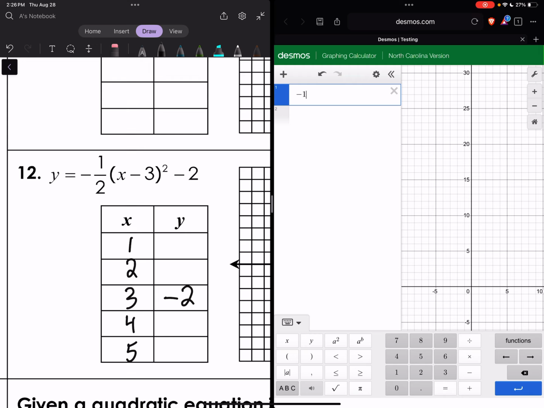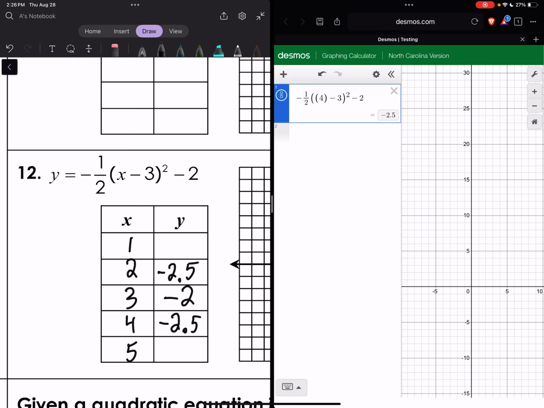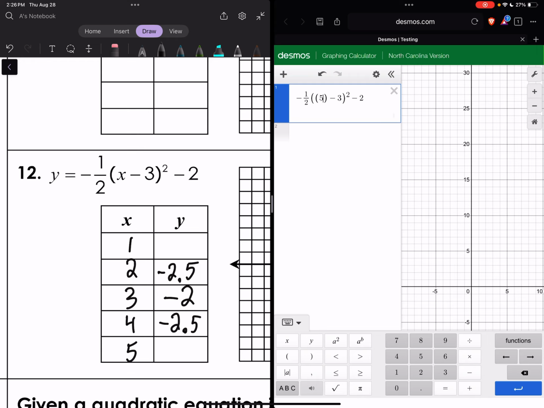So I'm going to type in -1/2, parenthesis, instead of x, I'm going to put a set of parentheses, x - 3, close parentheses squared, minus 2. Now I'm just going to put in my x values that I chose. So I can try 3 if I want. I know it gives me negative 2. That would be my vertex. Let's try 4. That's negative 2.5. Let's try 5. That's negative 4.